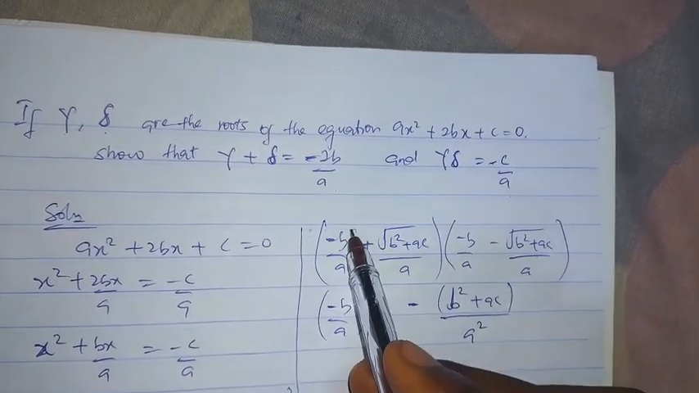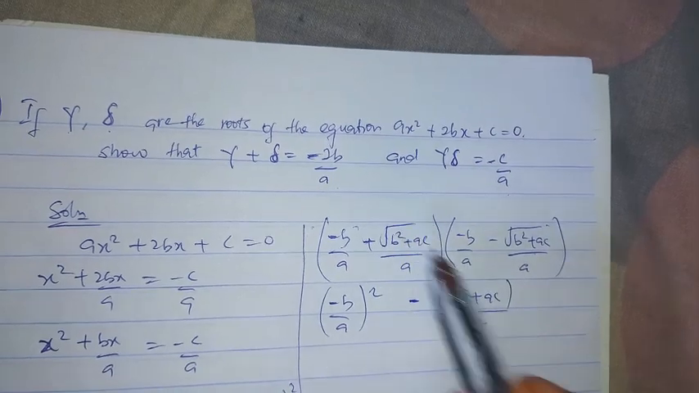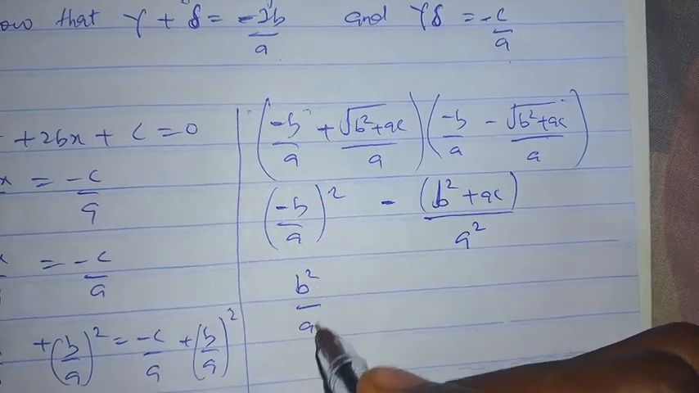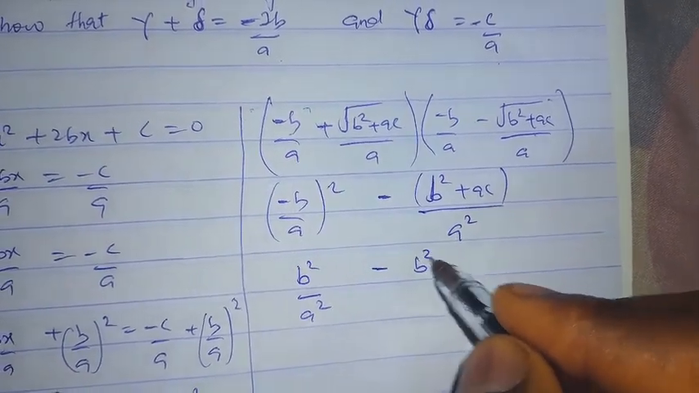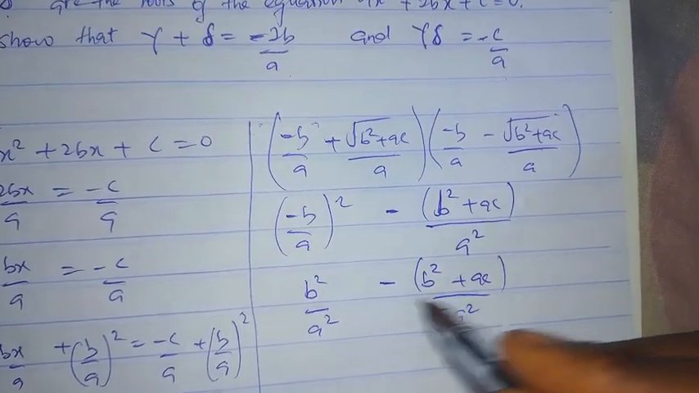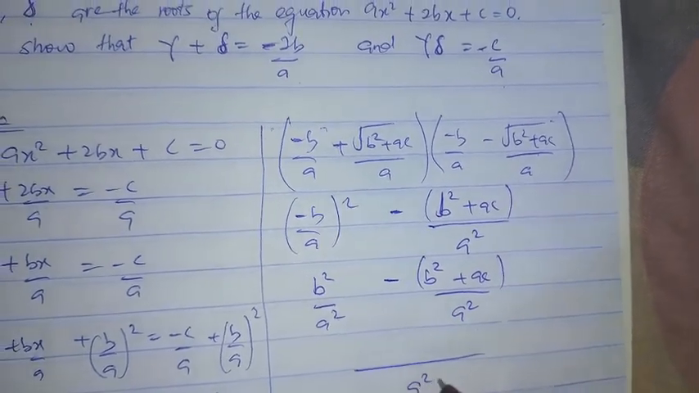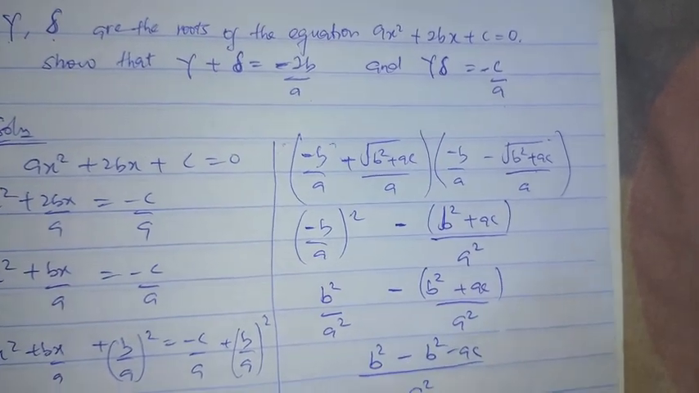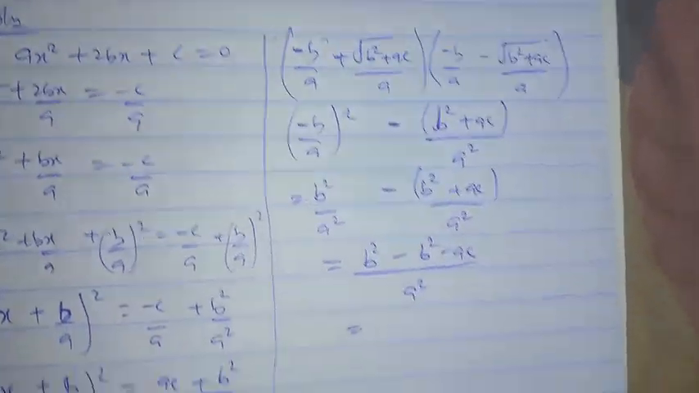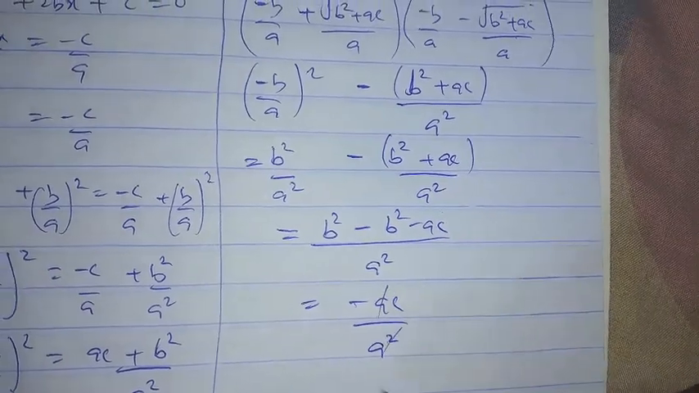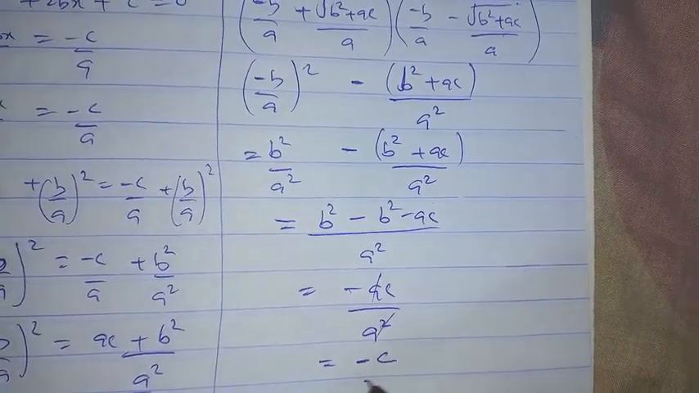When you multiply this and this, the cross terms will cancel out, so I will be left with the square of this minus the square of this. So this now becomes b squared over a squared minus b squared minus ac over a squared. Note, this minus is for these two of them. On finding the LCM, I have a squared up here, and I have b squared minus b squared plus ac. So that now becomes minus ac over a squared. On solving, my final answer becomes minus c over a, and that is the solution to this question.